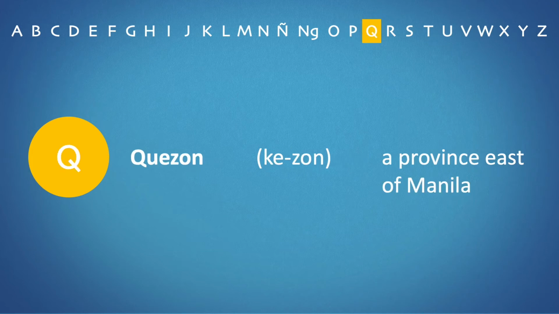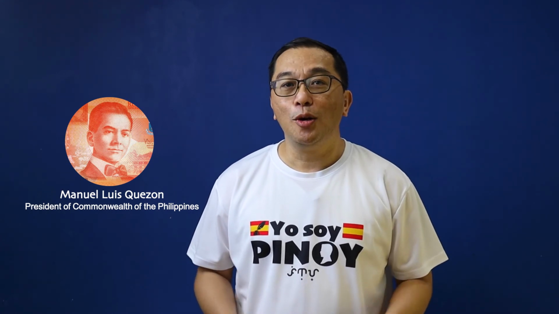The letter Q. The letter Q is used for words of foreign origin. Like in English and Spanish, it sounds like the letter K. Quezon, a province east of Manila. You will recall in my last video, I mentioned about Manuel Luis Quezon, the President of the Philippine Commonwealth. Well, the Quezon province was named in his honor.